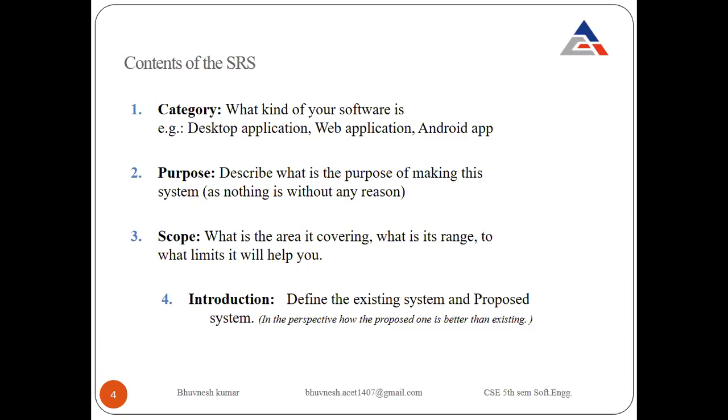Okay, your existing system should be mentioned in detail, and your proposed system and its advantages and benefits should be written in the introduction part. Okay, in the perspective of how the proposed one is better than the existing, that should be written, how your proposed project should benefit compared to your previous ongoing project. Okay, that should be mentioned in your introduction part.